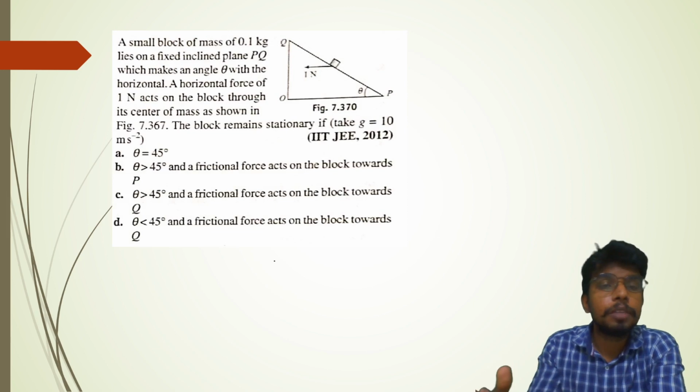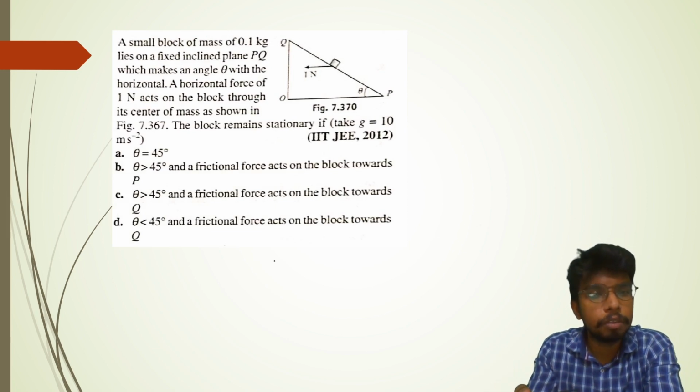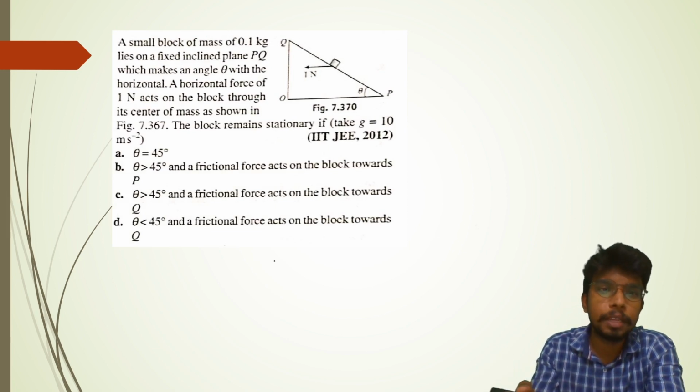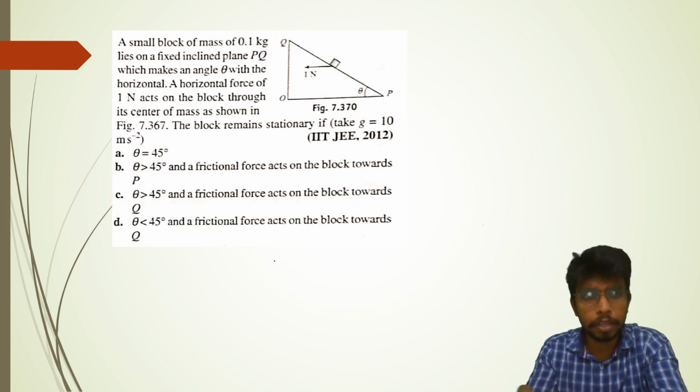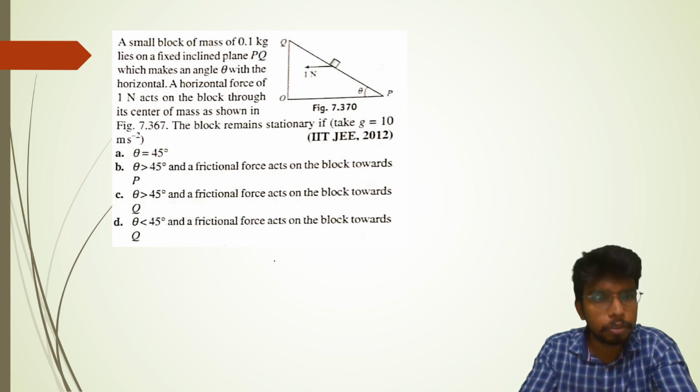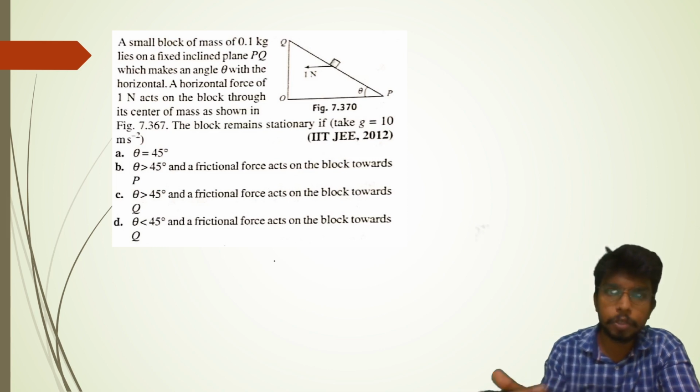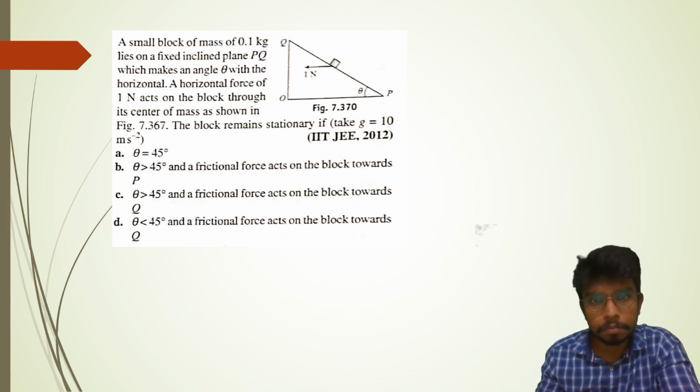Okay, cool. A small block of mass 1 kg lies on a fixed inclined plane PQ, which makes an angle theta with the horizontal. The horizontal force of 1 Newton acts on the block through its center of mass as shown. The block remains stationary if... We'll have to check all the options. If we apply 1 Newton as the force, let's make a normal.